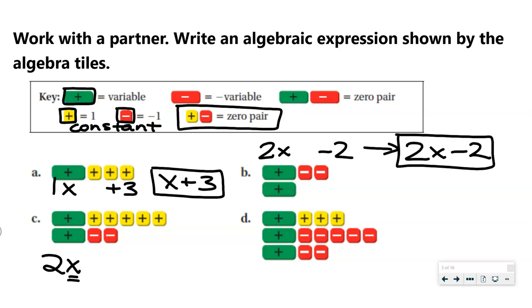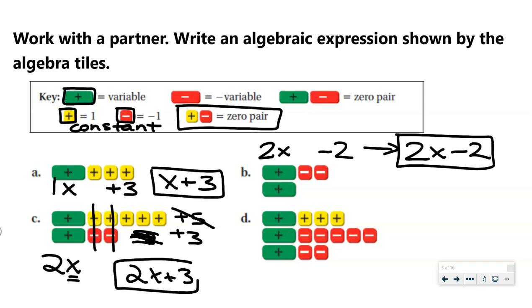Now here, we have 5 positive constants and we have 2 negative constants. What happens there is we make 0 pairs. And what do we have left? Well, we don't have any negatives. And now we only have 3 positives. So that makes it 2x plus 3.